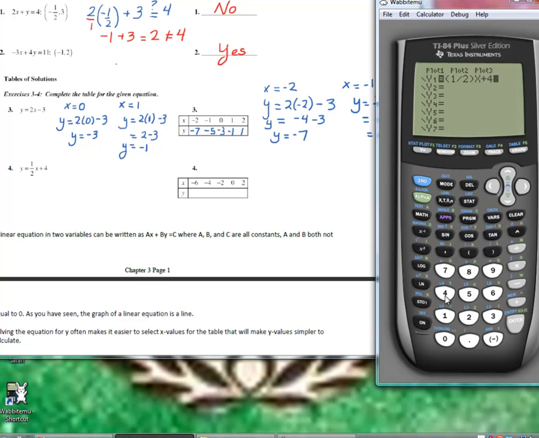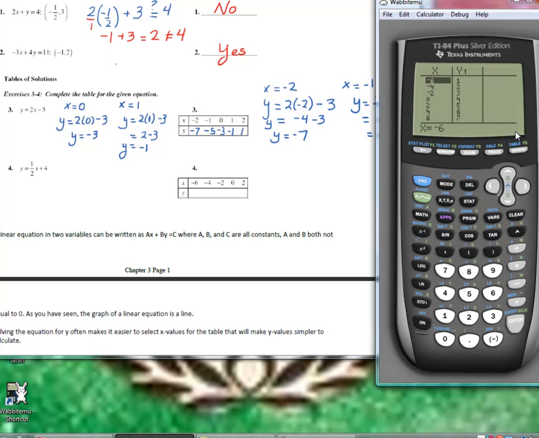And then this time when we go to our table setup, remember that in this problem we want x to start at -6. So that table start, we're going to change that to -6. And notice that we want our x values to be 2 apart. So that second line, we're going to put a 2.